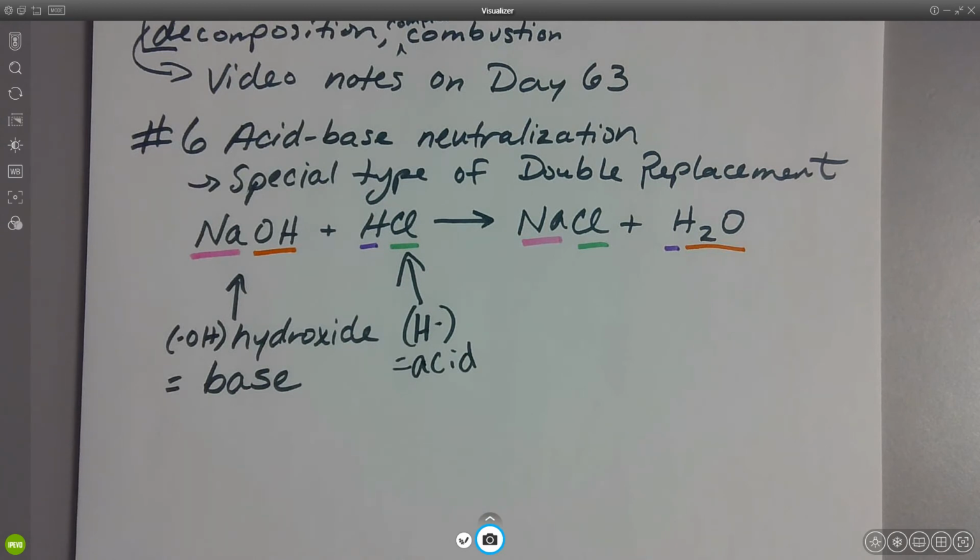Always. And like I said, there's technically some different definitions of acids that you could use, but we're not going to use those other ones. So these are the easy ones. Don't worry about them. Okay?